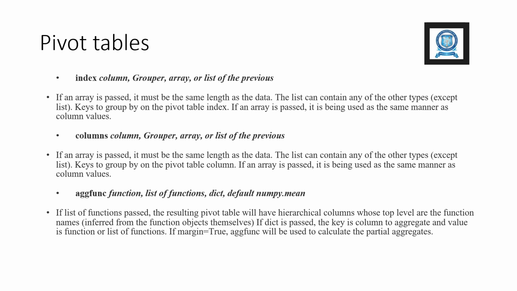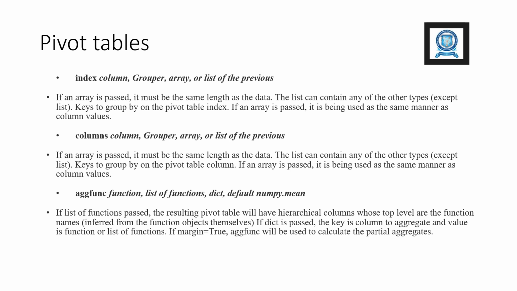Next one is columns. It is a column, grouper, array or list of the previous. If an array is passed, it must be the same length as the data. The list can contain any of the other types except list. Keys to group by on the pivot table column. If an array is passed, it is used in the same manner as column values.